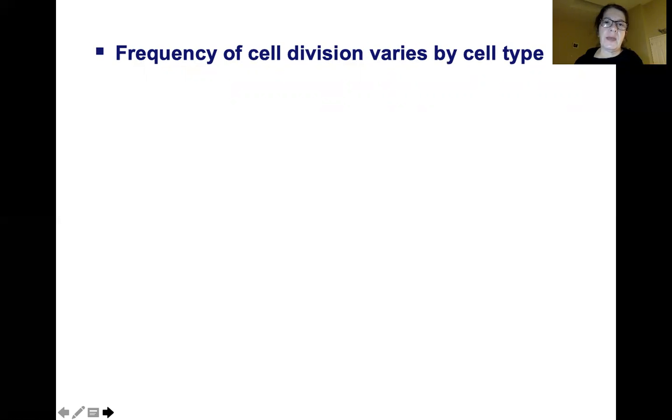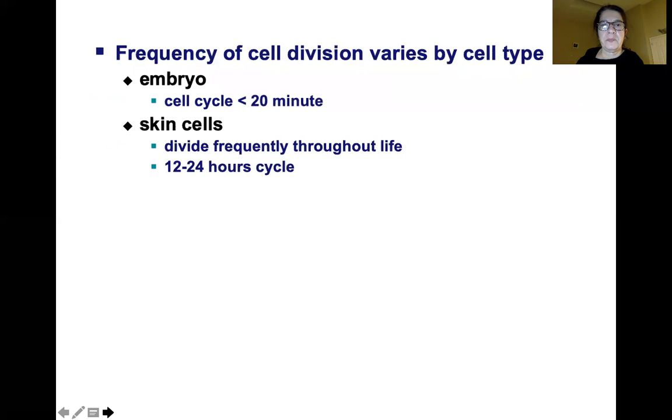Now let's talk about us, multicellular organisms. A human embryo cell cycle is less than 20 minutes. That means every 20 minutes, a cell will divide. That is because the embryo needs to grow very fast. Our skin cells are also cells that tend to divide frequently throughout their life because we end up shedding a lot of skin. They divide usually on a 12 to 24-hour cycle.